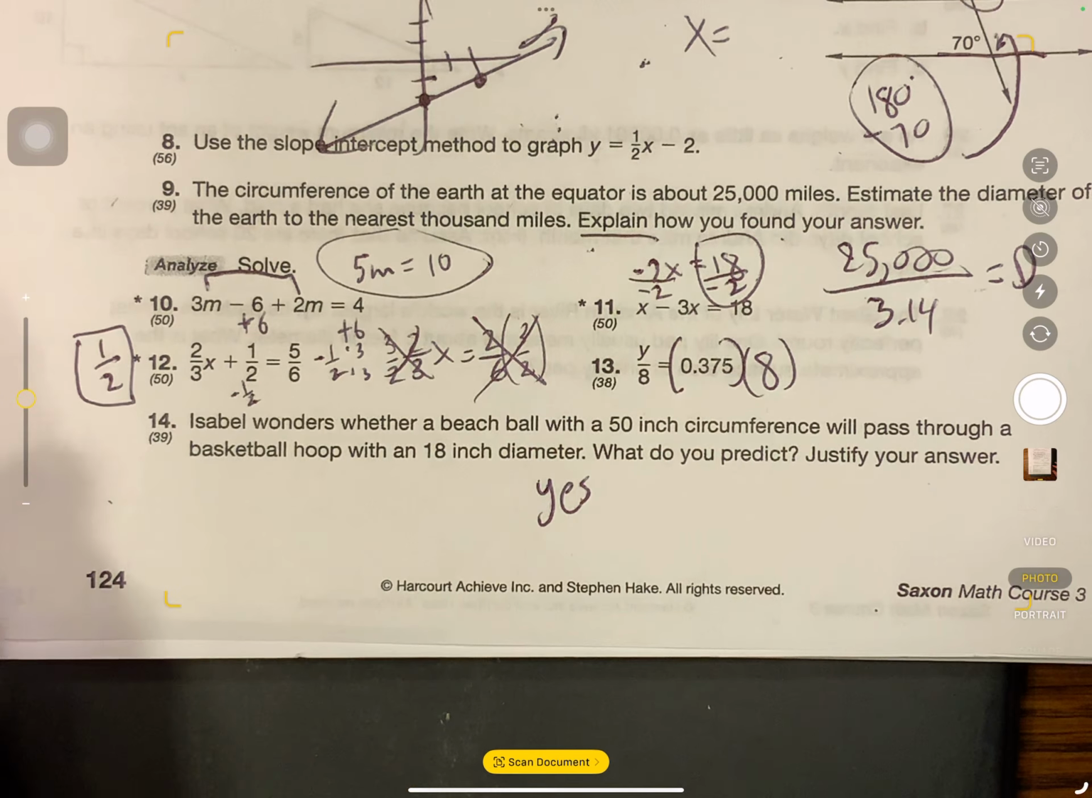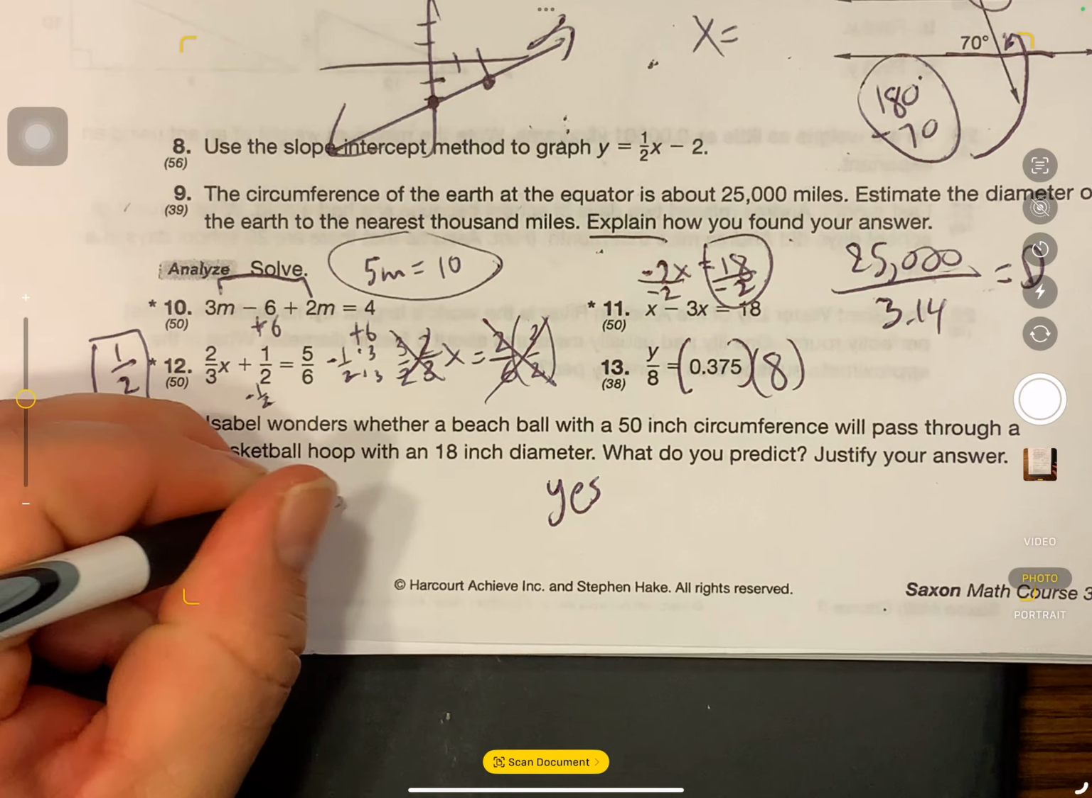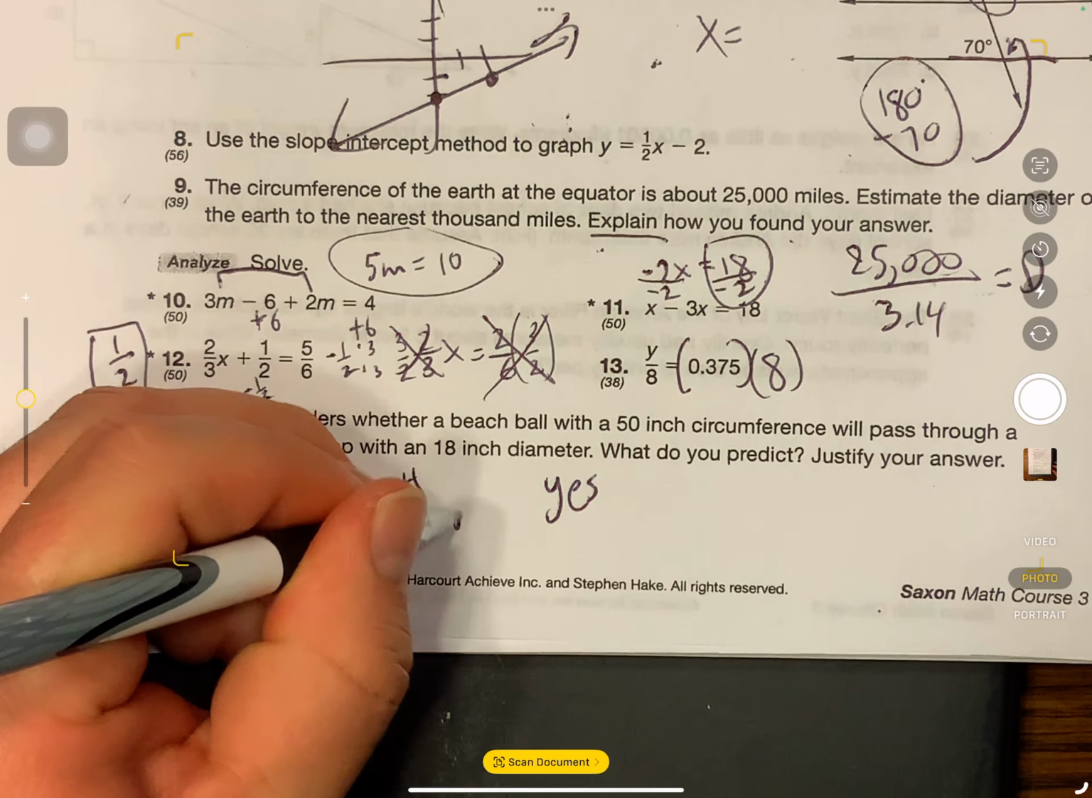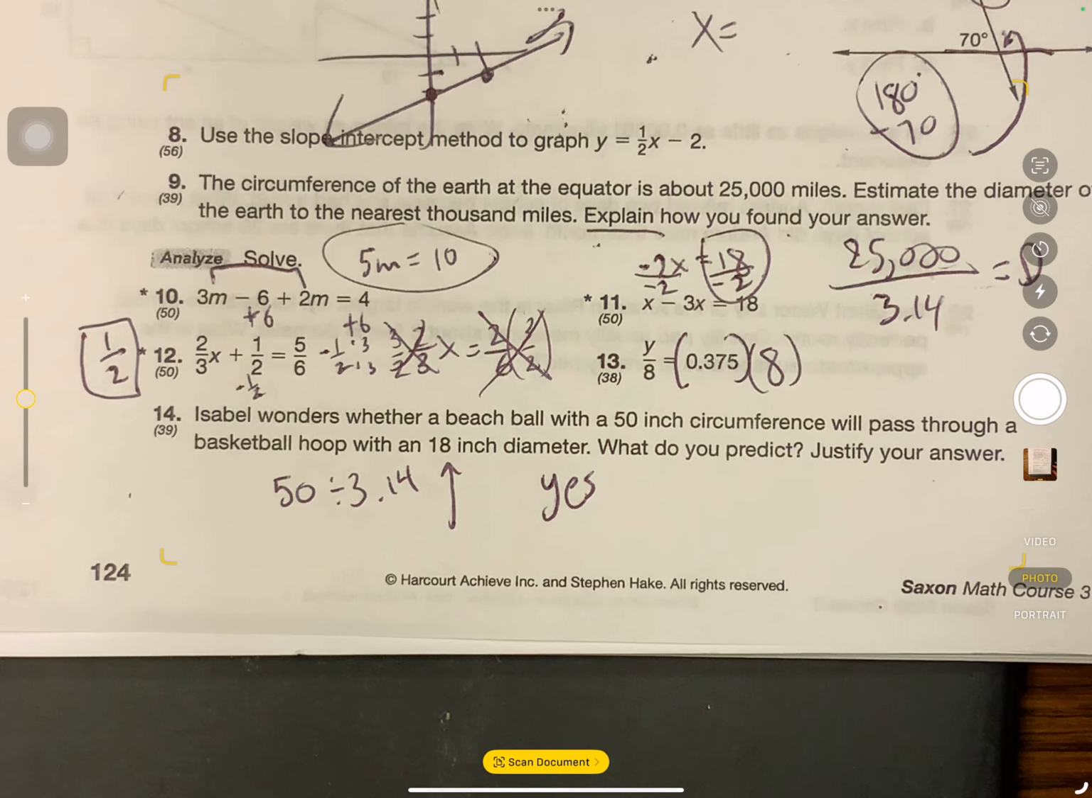Okay, now, for those wondering whether this answer is yes or no, you take 50 and you divide it by 3.14. And if it's less than 18, yes wins. And if it's more than 18, yes loses. It's no. Okay, let me know what you find out.